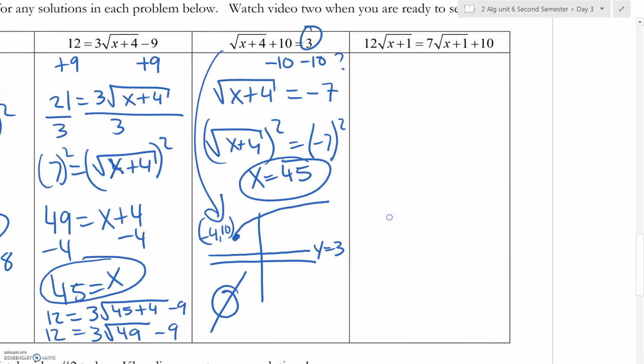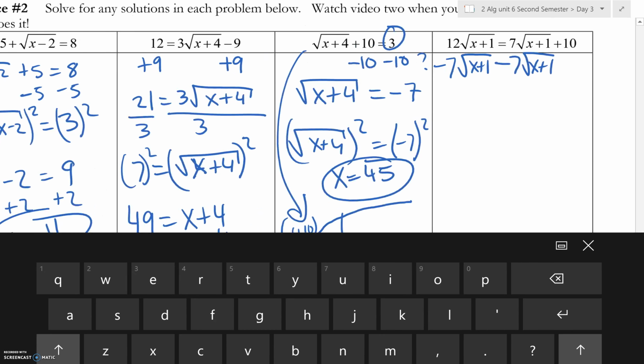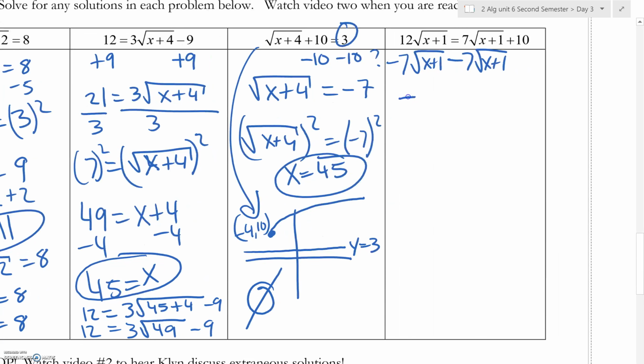If you did try the last one, this last one was a little bit of fun. It looks kind of complicated because you have 2 radicals. But you'll notice that those radicals are alike. They can be considered like terms. So one of the things we can do here is subtract 7 square root of x plus 1 from 12 of them. If I have 12 and I take away 7, then I have 5 left over. 5 square root of x plus 1 equals 10. Again, if that went too fast for you, 12 minus 7 is 5. Just thinking about combining like terms because those radicals are alike.